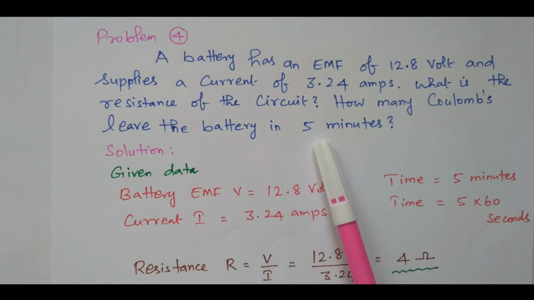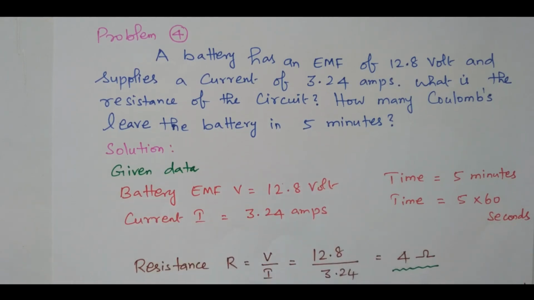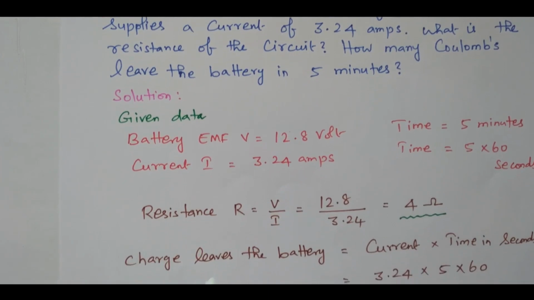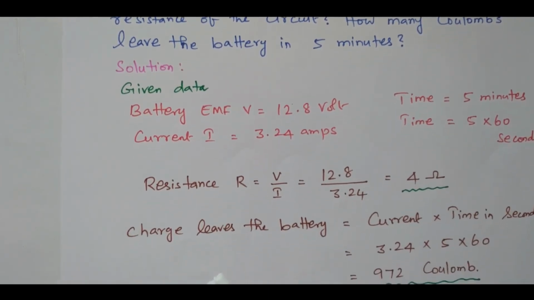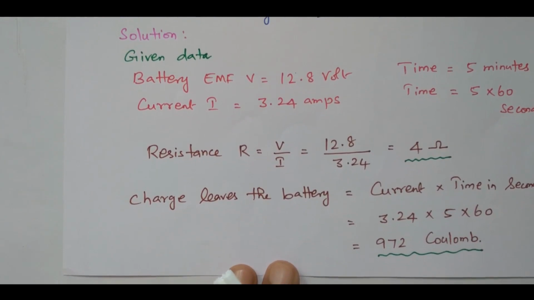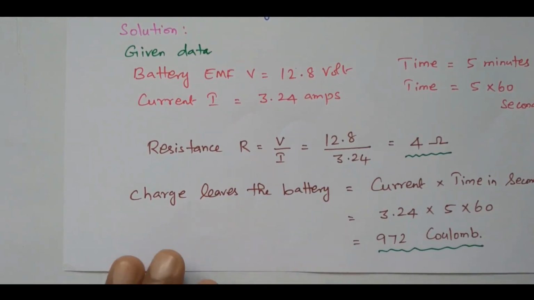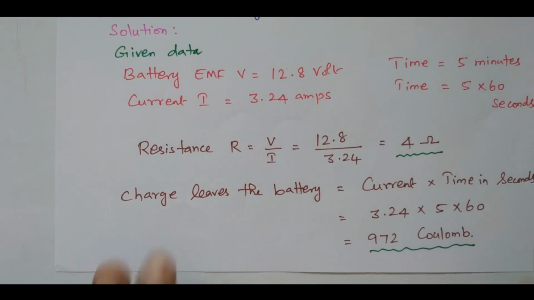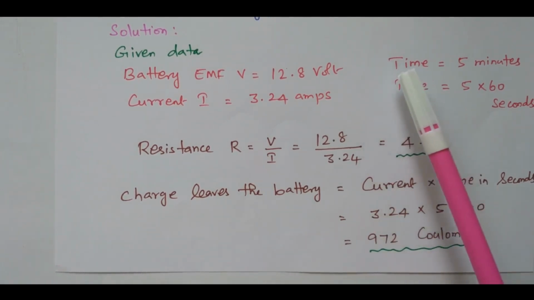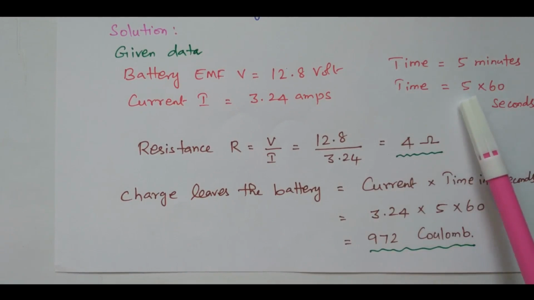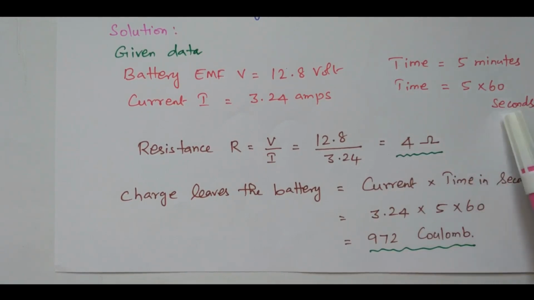Right? So what are the data available? The battery EMF is given, V equal to 12.8 volt, and current is given, 3.24 ampere, and time is also given, 5 minutes. 5 minutes means 5 into 60 seconds. Converting into seconds, we need to multiply by 60. So the resistance can be easily calculated. R equal to V by I. The formula is there: V equal to IR, from that R equal to V by I.